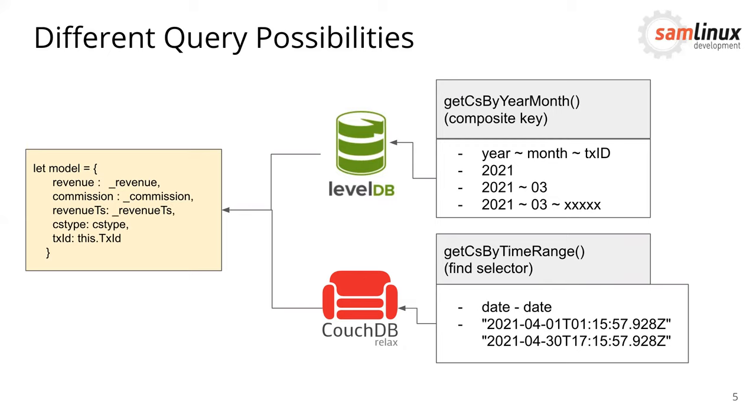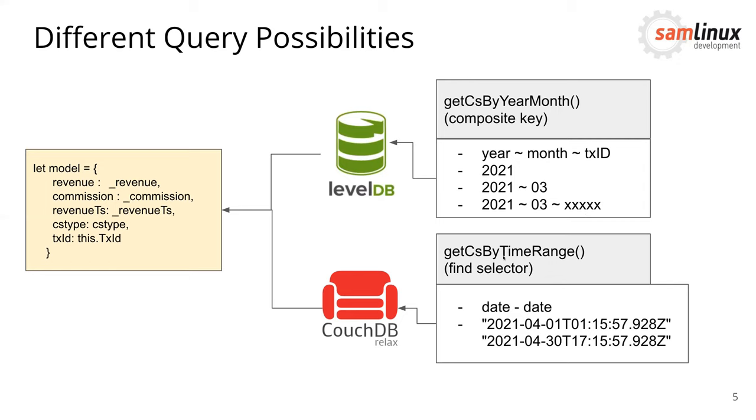But here is just another slide. This slide summarizes a little bit what we have done in the last session, to give you a better overview. Here is our data model. As we have seen in the last session, we used the standard LevelDB database. With the technique of composite key, we created a function, get commission statement by year, month. When we use this function, we can say, okay, I want to see all revenues from a year, from a month, or exactly one particular transaction.